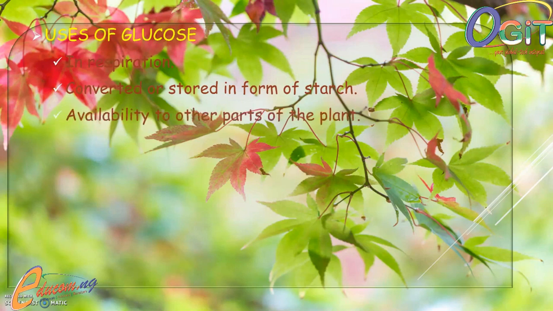Also, availability to other parts of the plant. Glucose makes energy available to other parts of the plant because photosynthesis occurs mostly at the leaves or at the stems in young plants, which are also green. So when this is formed at the leaves, it will be transferred to other parts of the plant, which can only be done in this state, which is glucose. Glucose is the only form through which carbohydrate can be transferred within plants.